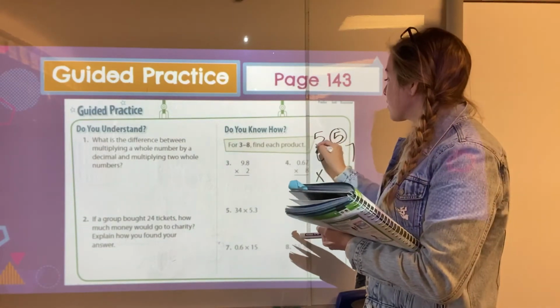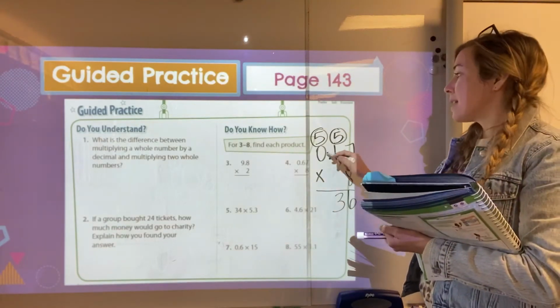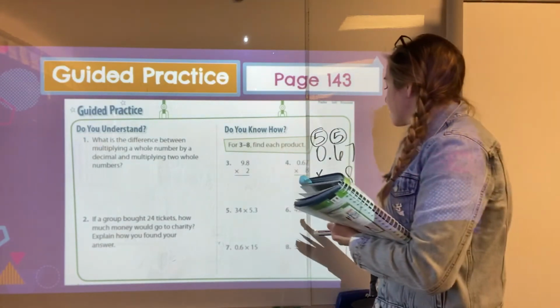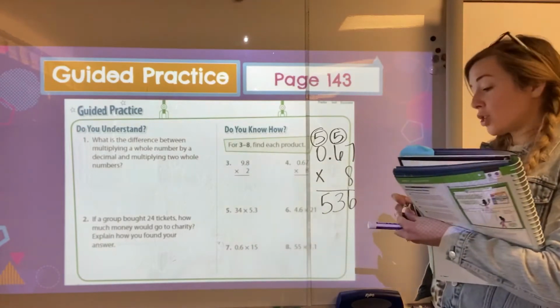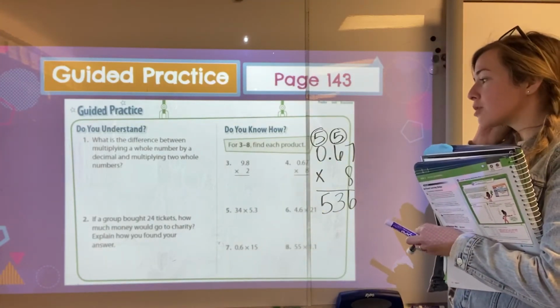So my next 5 comes up here, circle it. My 3 comes down below. Now 8 times 0 is just 0. Plus 5, we have 536. Well, that seems like it might be a little too big, right?